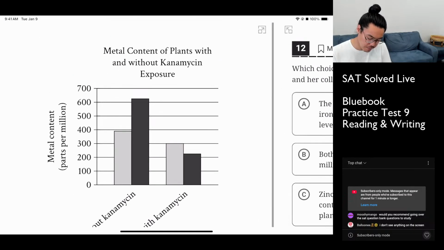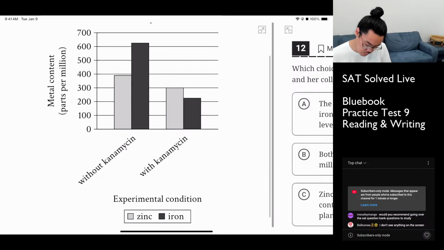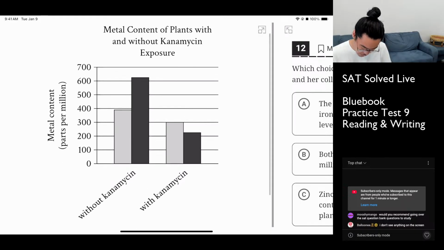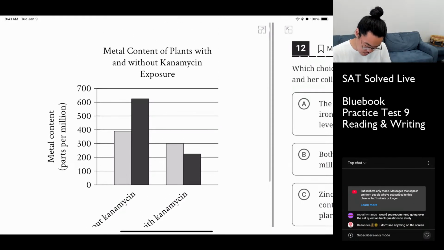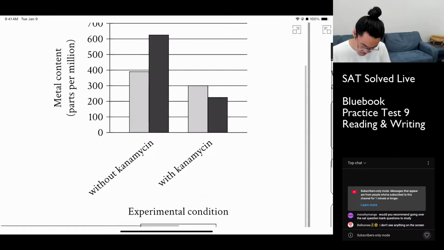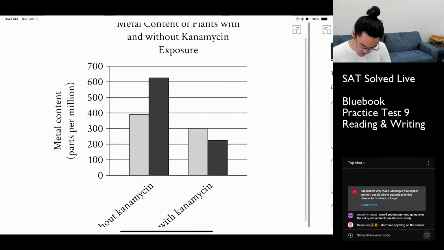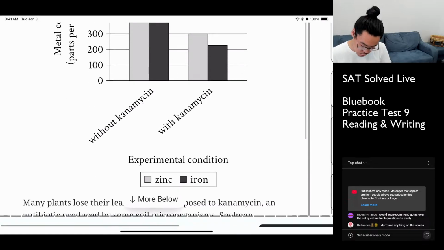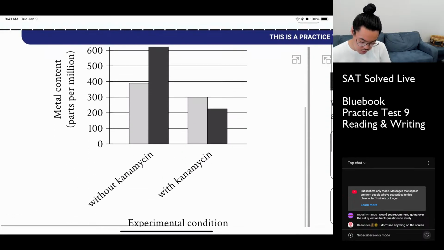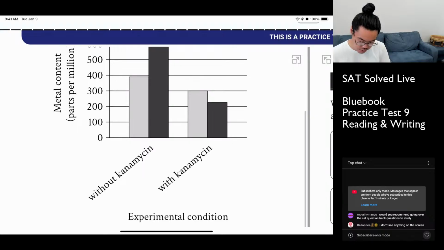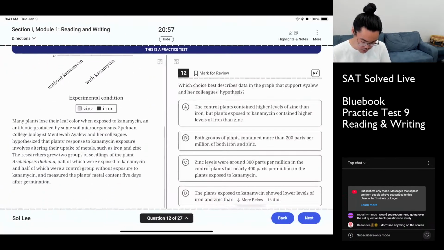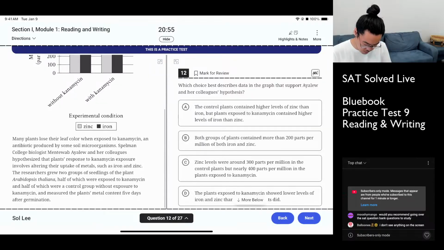Okay. Metal content of plants with and without K exposure, with and without K, and metal content. So if you don't have K, then you're just gonna have a lot of metal apparently. And this is for zinc and iron. Oh, and K is very effective at dropping the iron, compared to just the zinc. Okay, so that's my initial pre-prediction. Here we go to the passage.